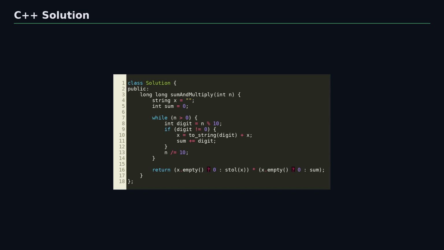We start by defining a function called sum and multiply that takes an integer n as input. Inside this function, we initialize an empty string x to store the non-zero digits and a variable sum to store the sum of these digits. We then use a while loop to iterate through each digit of the input integer n. For each digit, we extract the last digit using the modulo operator, and if it's non-zero, we convert it to a string and add it to the beginning of x. We also add the digit to the sum.